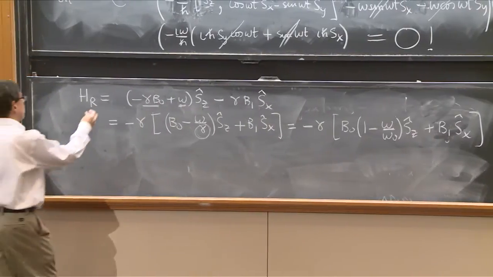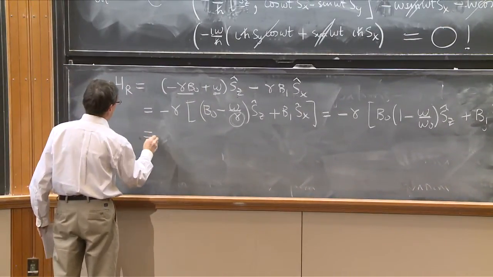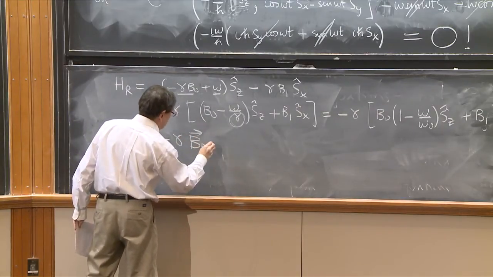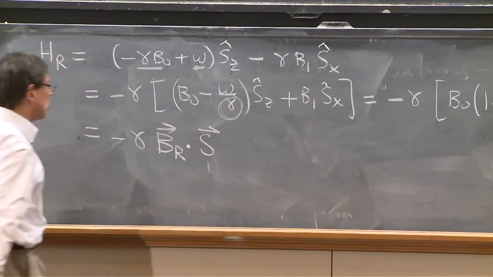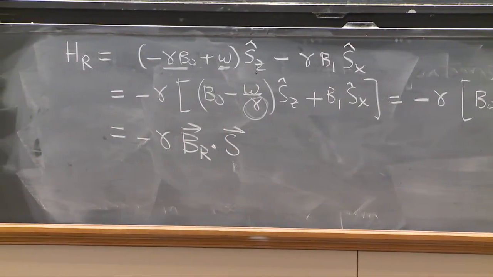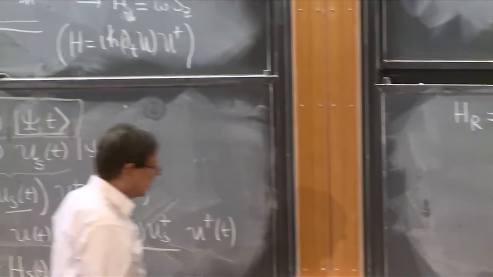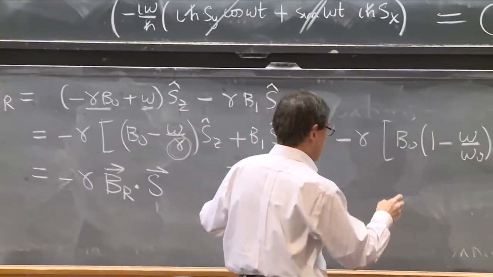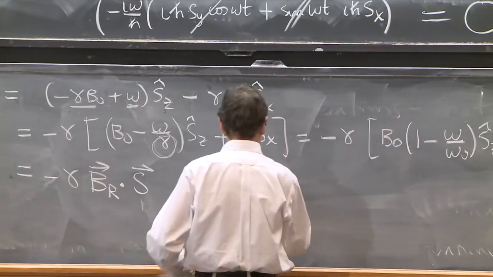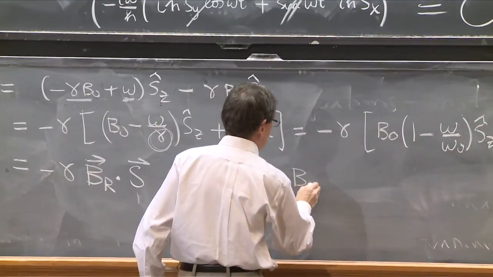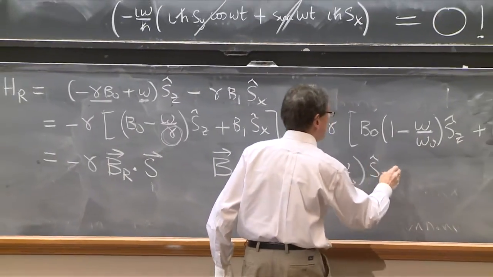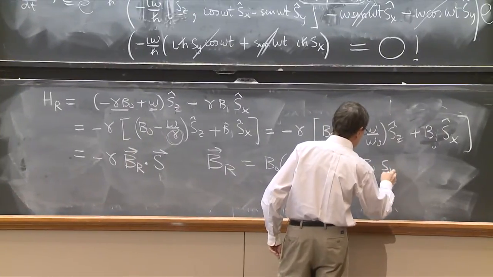And then you can think of this HR as minus gamma BR times S. In the usual notation for spin Hamiltonians, minus gamma B dot S. This is the rotating B. The so-called rotating B, but of course it's not rotating anymore, happily. This is just B naught times 1 minus omega over omega naught Sz plus B1 Sx.